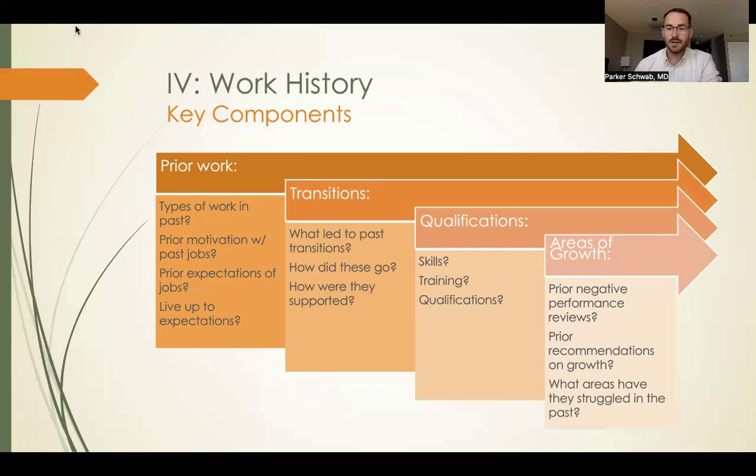And finally, you want to think about areas of growth. If they've had prior negative performance reviews, what were the suggestions or recommendations for growth? And then what areas have they struggled in the past? It can help you understand the dynamics of conflict with them, and also what might be areas of growth in the future, and areas that you might be able to target for any treatment interventions.